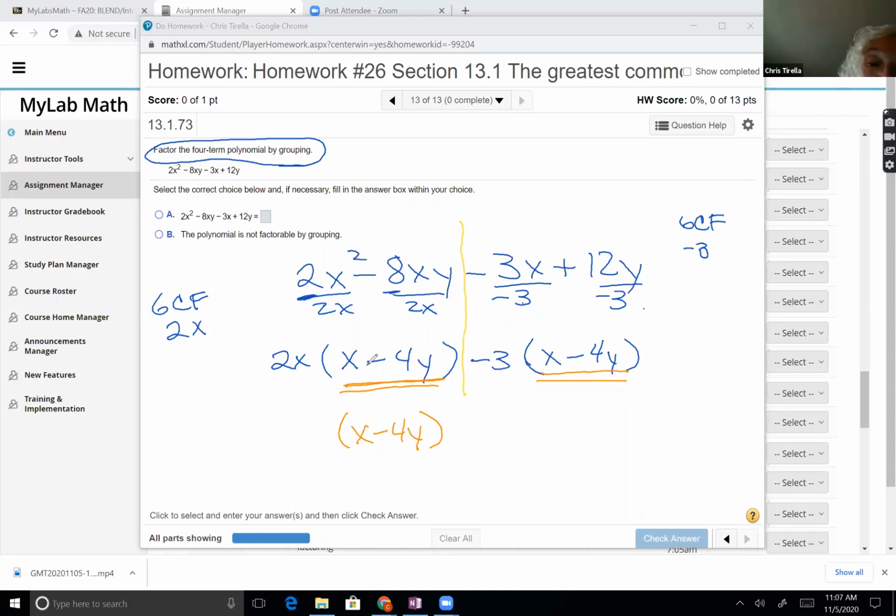If I think of dividing that common factor out of both, it's almost like just taking that x minus 4y away from both of them. And the factor that remains would be 2x minus 3, looking at those coefficients in front. And so my final answer would be this product.